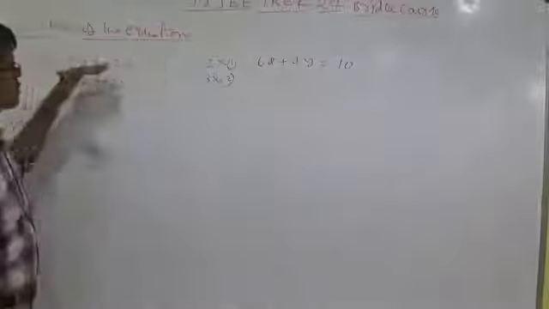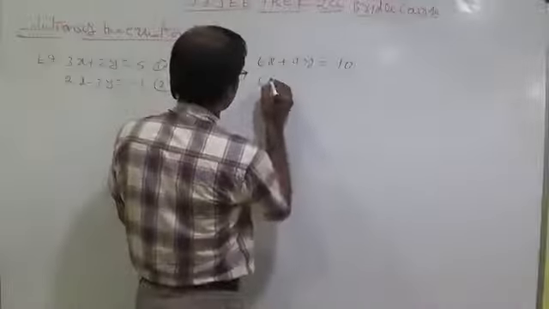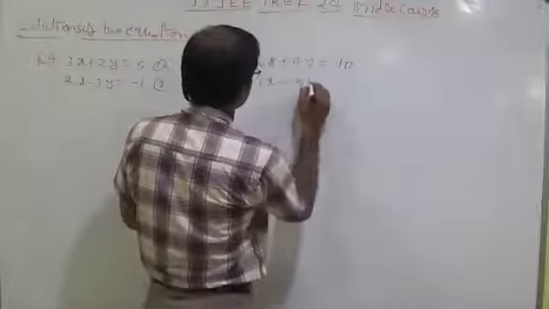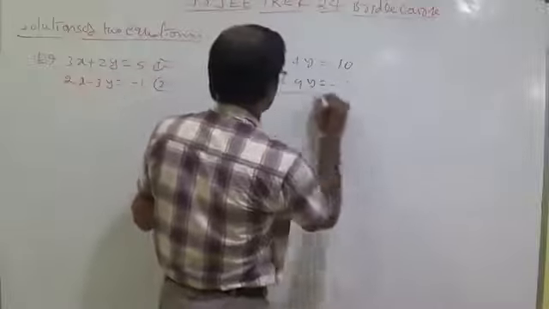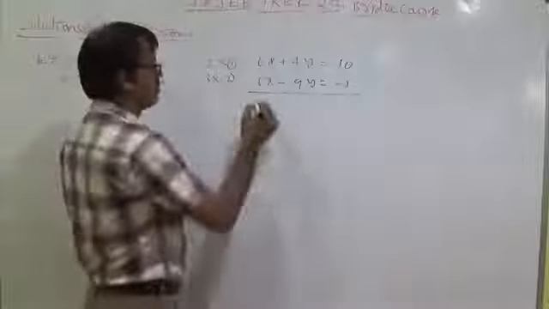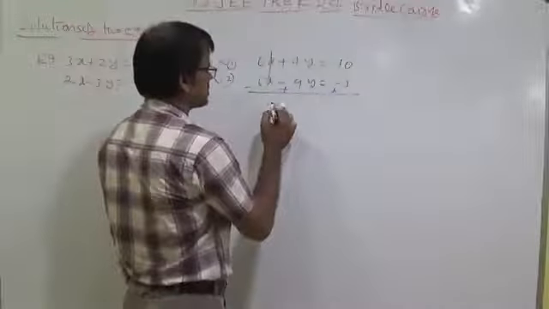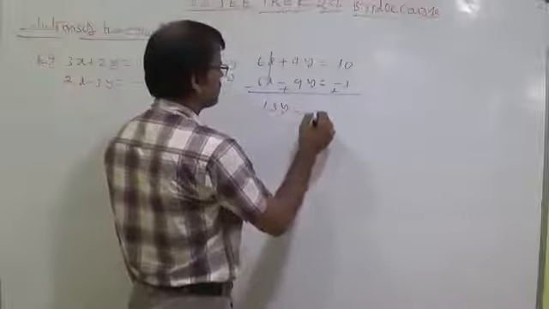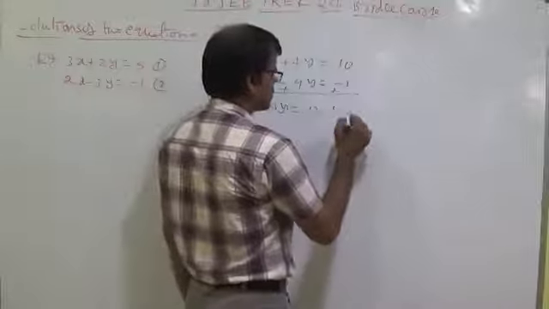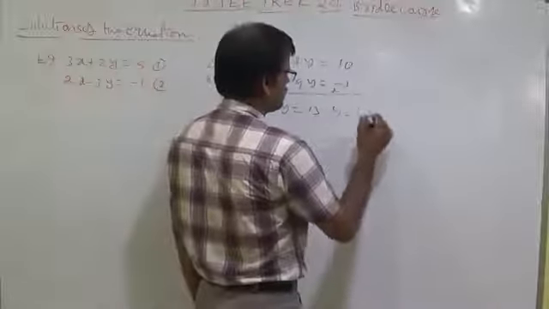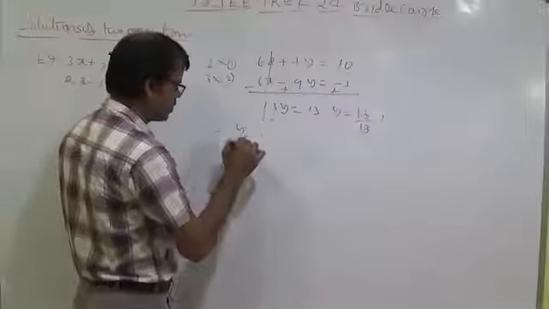For the full equation you should multiply with the number 2. For the full equation you should multiply with the number 3. 6x minus 9y is equal to minus 3. Now subtract: it becomes minus, it is plus, it is plus. 6x, 6x get cancelled. 13y is equal to 13. Therefore y is equal to 13 by 13. It becomes 1. Therefore y is equal to 1.